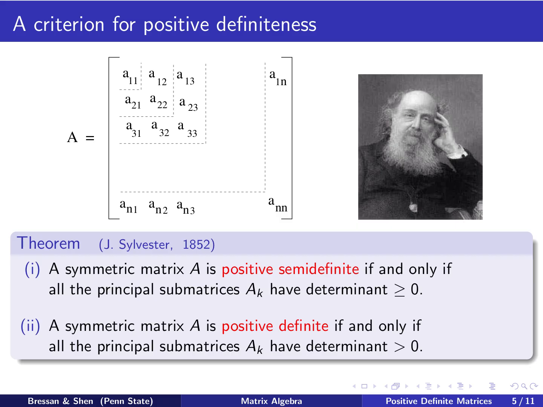Sylvester's theorem says the following. A symmetric matrix A is positive semi-definite if and only if all the principal submatrices A k have determinant bigger than or equal to 0. And there is the counterpart: we can show that it is positive definite, not semi-definite, if we require the determinants to be strictly bigger than 0.